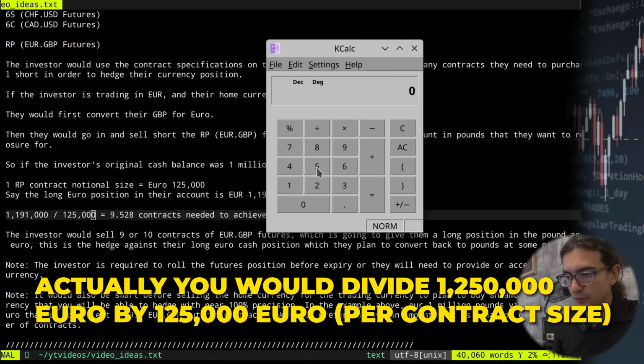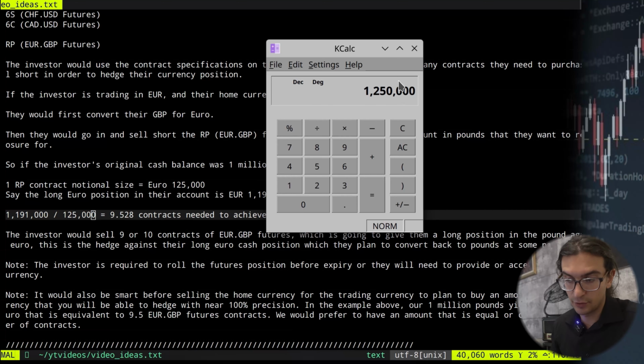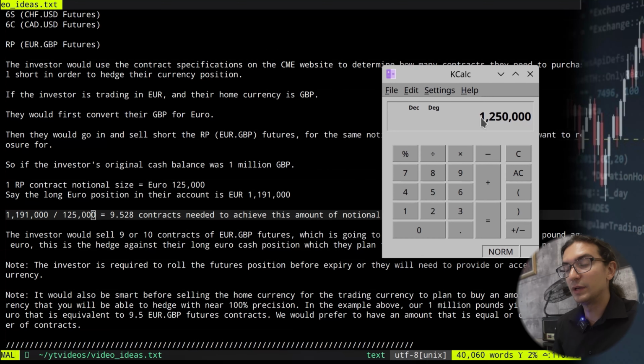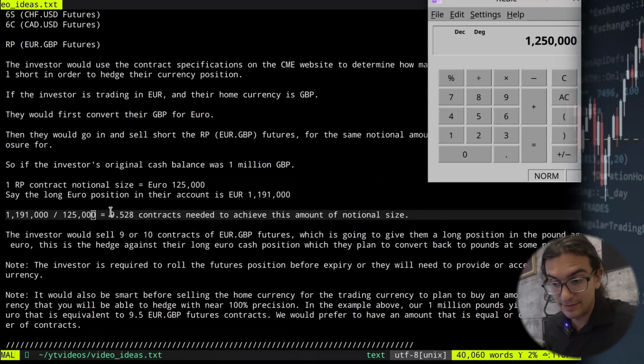So let's say approximately you wanted to buy 1.2 million euros. What you should do before buying those euros for pounds is take the notional size of the futures contract and multiply that by a number of contracts that you might need to use to hedge. So let me just show you that. You would do 125,000 times, say, 10 contracts, and that gives you 1.25 million euros. So that's how many euros you would need to buy for pounds in order to then sell 10 EUR.GBP futures contracts to achieve close to a 100% precise hedge.